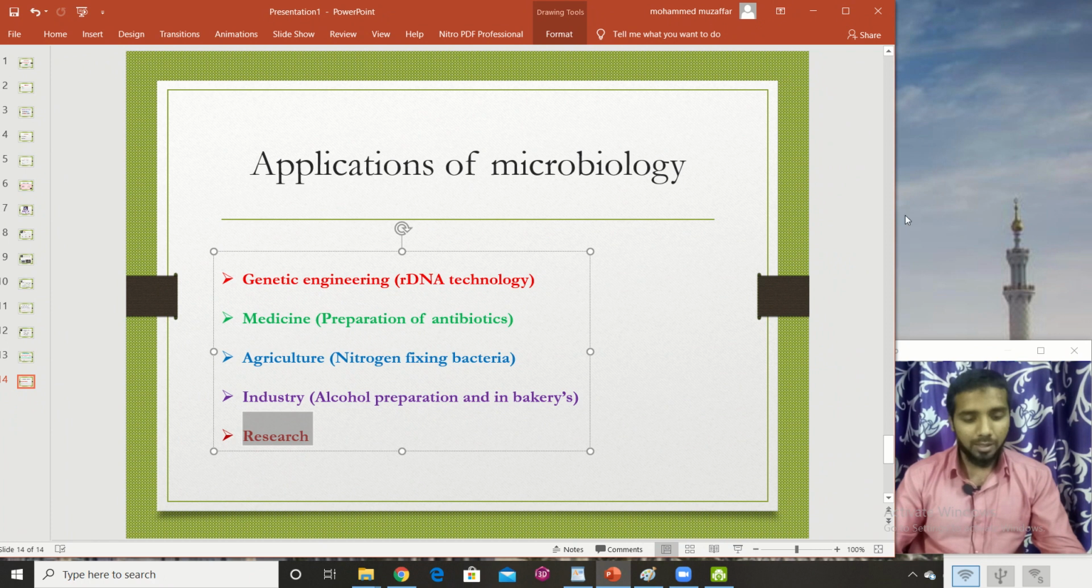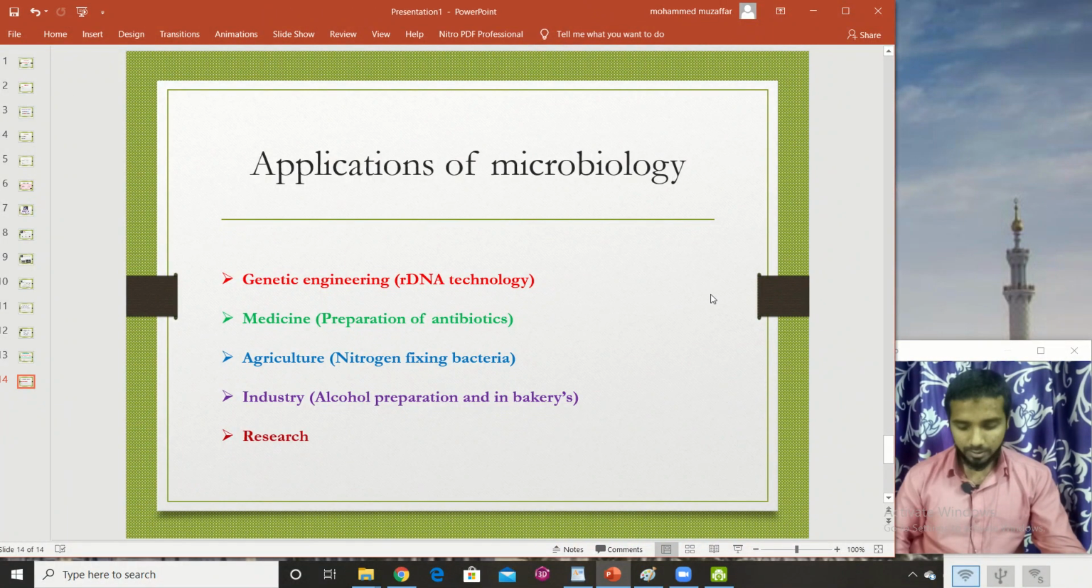All these are the applications. First is genetic engineering by rDNA technology; in medicine, preparation of antibiotics; in agriculture, nitrogen fixing and many other uses; in industry, preparation of alcohol and dairy products as well as in bakery; and in research, for altering the genes and production of new vaccines and all. So this was the introduction to microbiology.